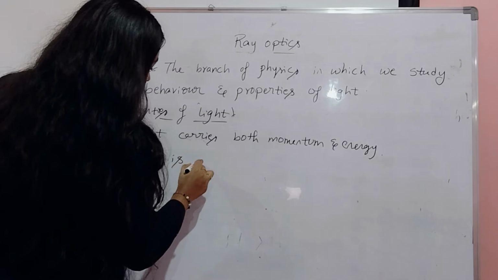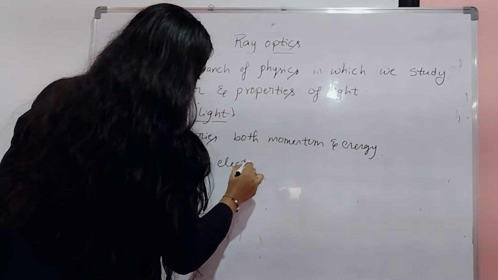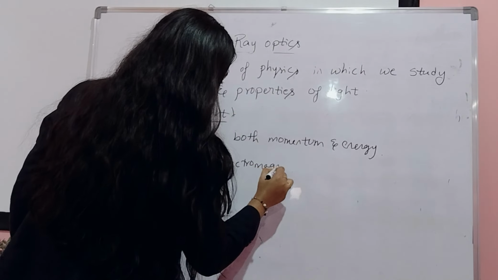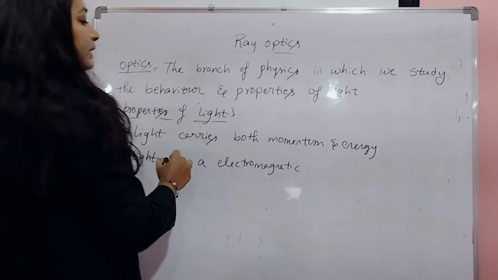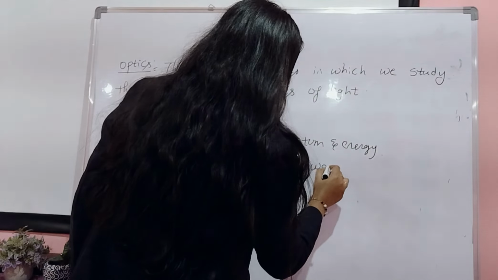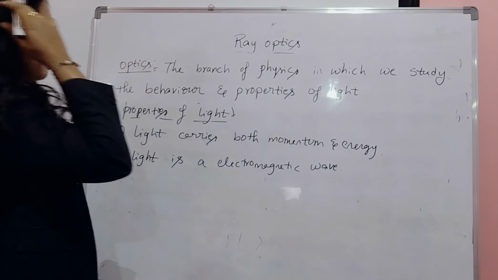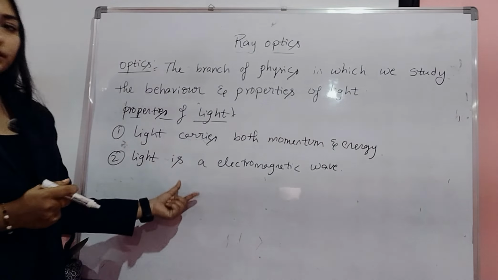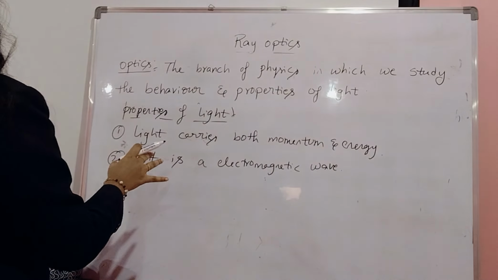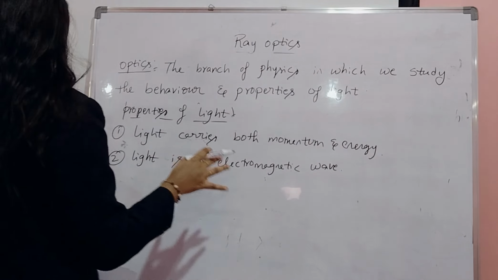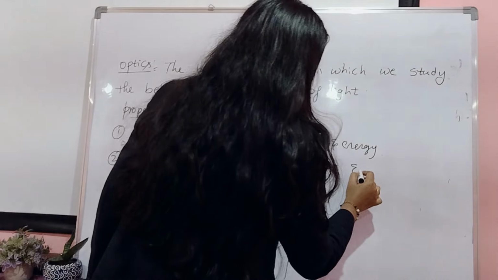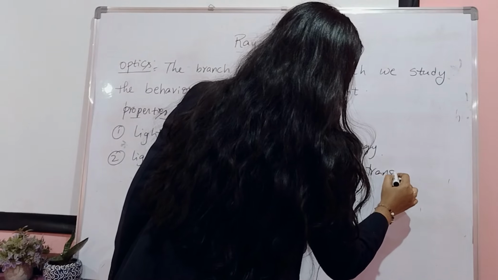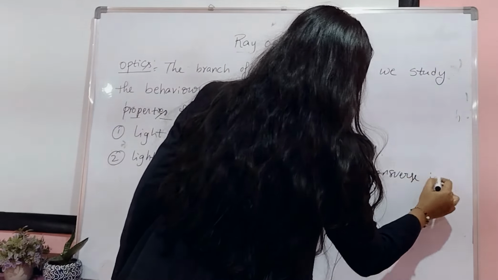The second one is light is an electromagnetic wave. Okay, what is light? Light is an electromagnetic wave. Light is associated with both electric and magnetic fields. Is it clear? Light is associated with both electric and magnetic fields, and it is transverse in nature.